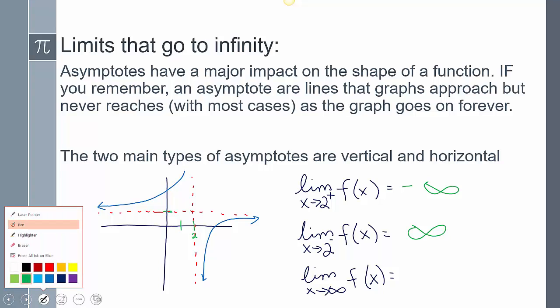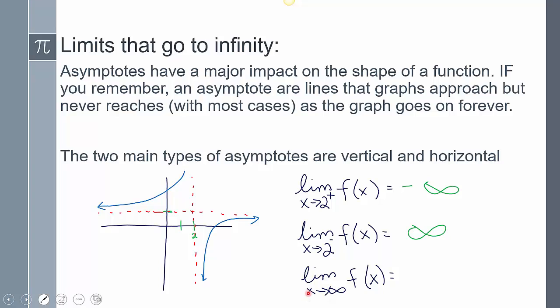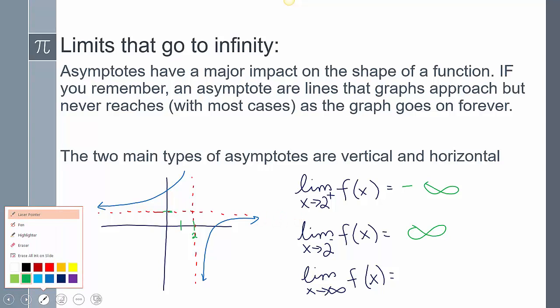But now things change just a little bit when I say x is going to infinity, or I could also say x is going to negative infinity of my function. Because notice, as x is getting really large, we can make an assumption about that value that my graph is approaching. And in this instance, my graph is going to be approaching that value of 1.